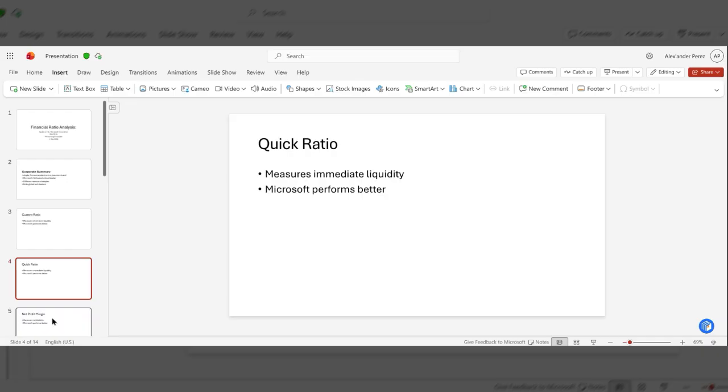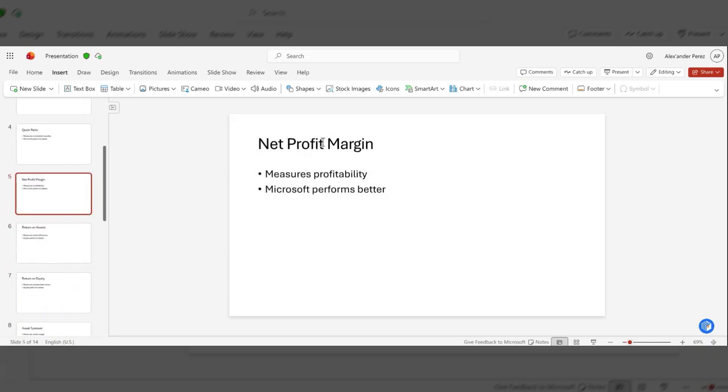For slide 5, we have net profit margin. This measures profitability, and Microsoft performs better as well. Net profit margins show how much profit is generated from their revenue. Microsoft's higher margin indicates better cost control and profitability.